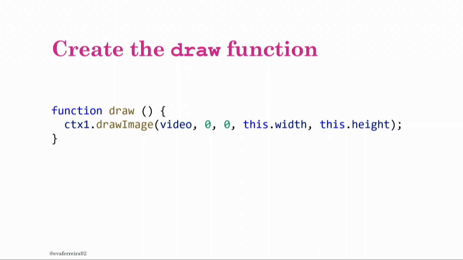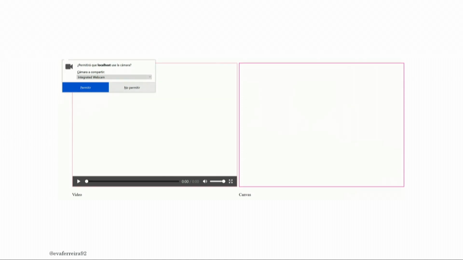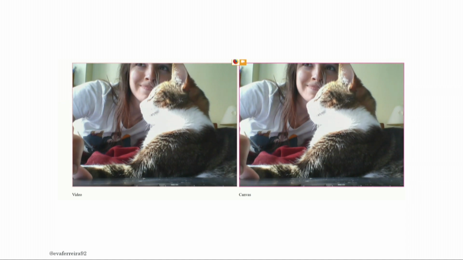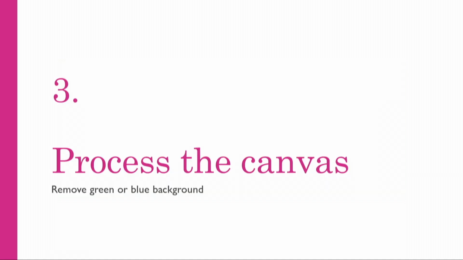Now I know there are so many amazing performance talks in the world, so this won't be one of them. I will be using setTimeout. So setTimeout calls the function all the time, and that works beautifully. So you get something like this. You got the video on the left and the canvas on the right, and my cat. So everything that is streaming into the video tag is being copied into the canvas. So now we can finally work with the canvas.